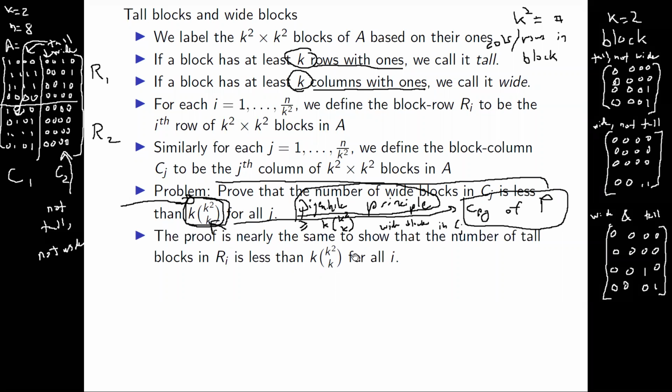So you can use nearly the same proof to show that the number of tall blocks in any block row, Ri, is less than k times k squared choose k. So the same bound that we have up here, you can get for tall blocks in each row. And you can use the pigeonhole principle for that as well. So again, in this k squared choose k, the k squared is the number of rows or columns in any of these blocks. And the k corresponds to the k rows with ones or the k columns with ones. So that's a hint for how the proof of this problem works.